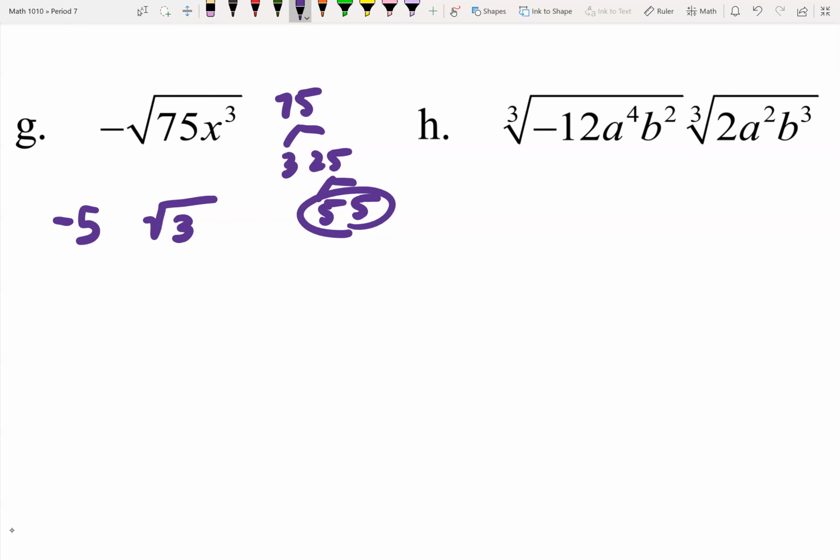Now let's deal with the x's. 2 goes into 3 one time. Do I have leftovers, yes or no? How many? 1 leftover. There's my answer. Done. Good.